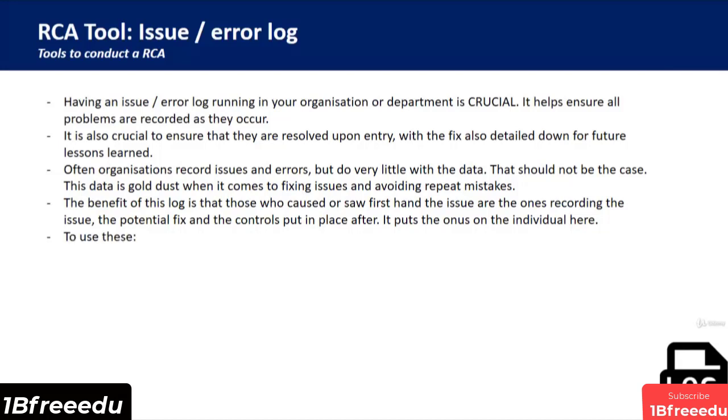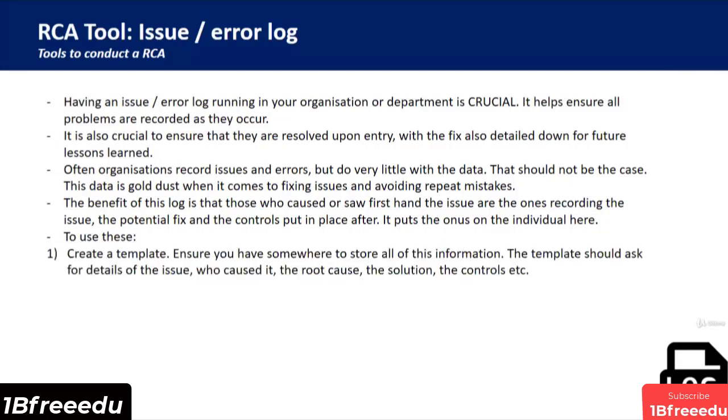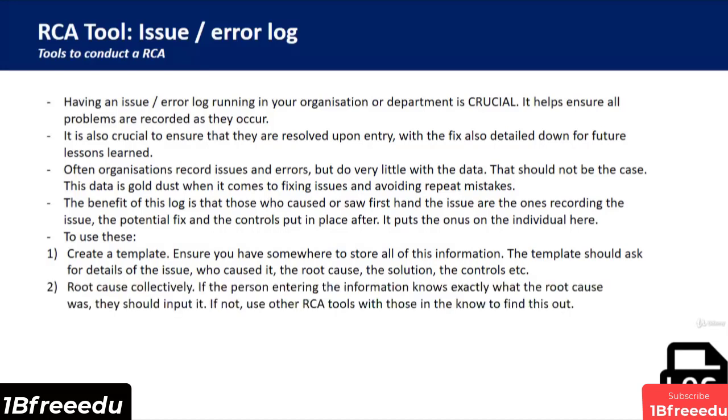So to use these, there are a few simple steps. Firstly, create a template. Now ensure that you have somewhere to store all of this information. The template should ask for details of the issue, who caused it, the root cause, the solutions, the controls, etc. And of course, there is a template attached to this module.